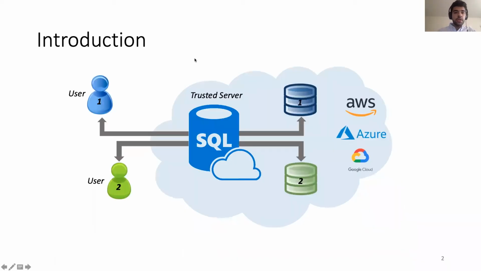The model that we are interested in in this work assumes that we have multiple users. Each user has access to his own database. For example, user 1 has access to database 1 and user 2 has access to database 2, and the server is trusted. So what happens if one of the users acts maliciously? We are going to show that the attacker in this case, by just interacting with the trusted server, can gain some information about the database that he doesn't have access to.